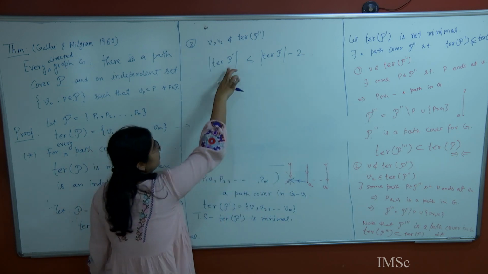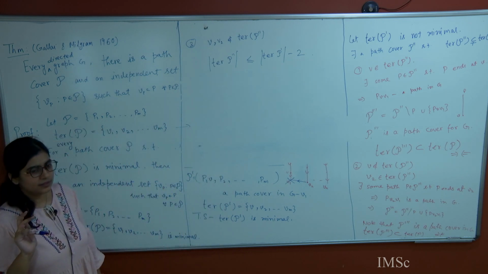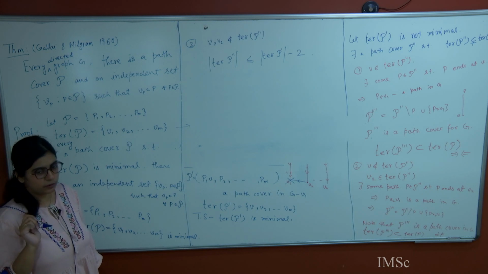And this is a path cover for G minus V1. So only V1 is uncovered. Can you give me a path cover for G?